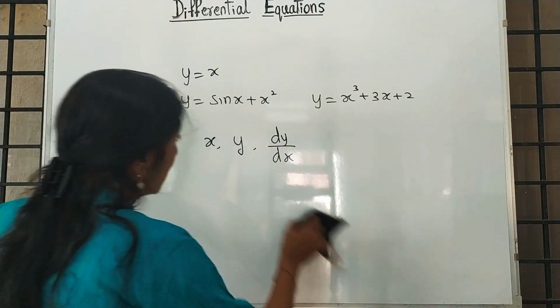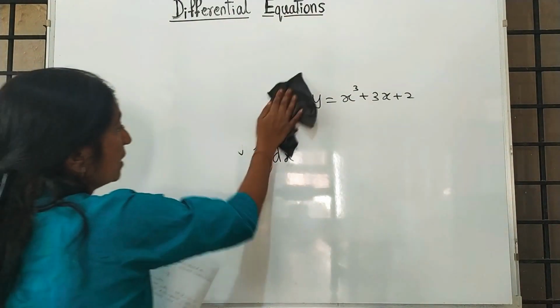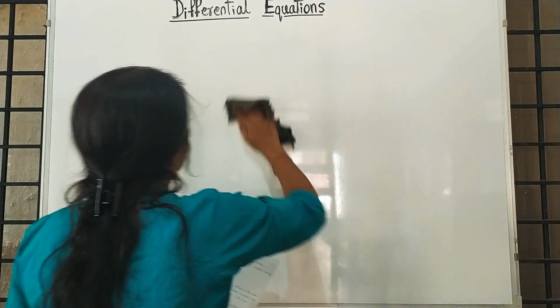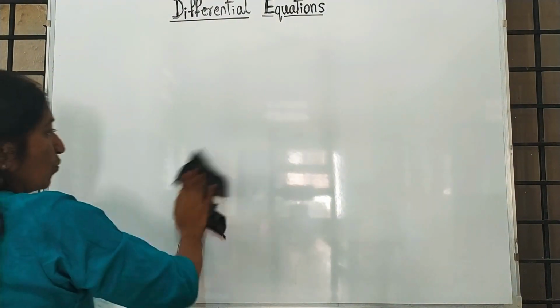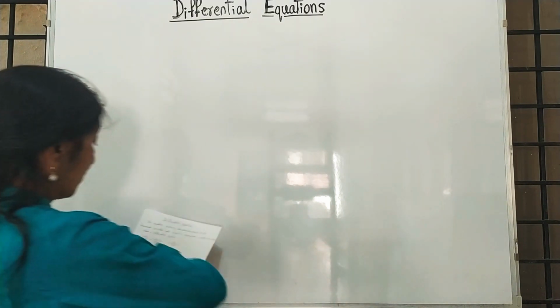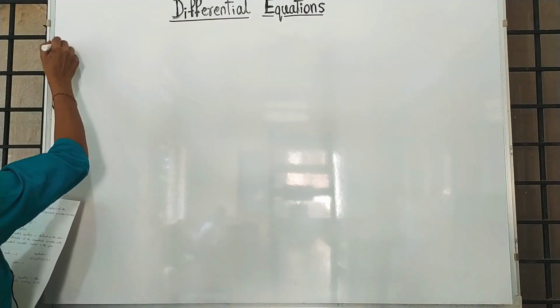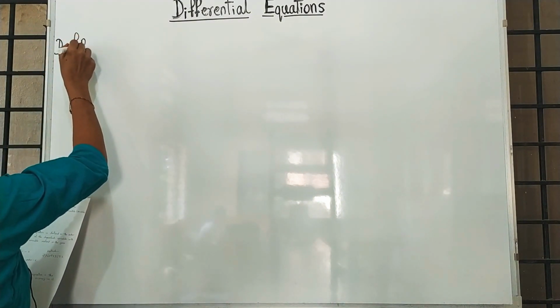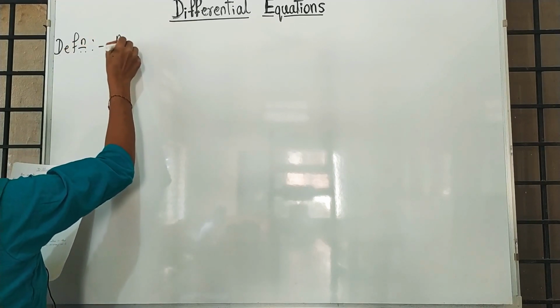So in the annual paper they can ask the definition for 1 mark. Usually from differential equation there is a 1 mark question, so you have to remember that definition. Write down the definition.